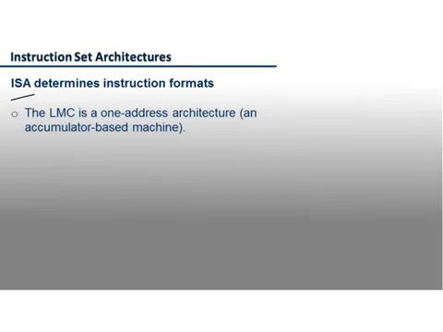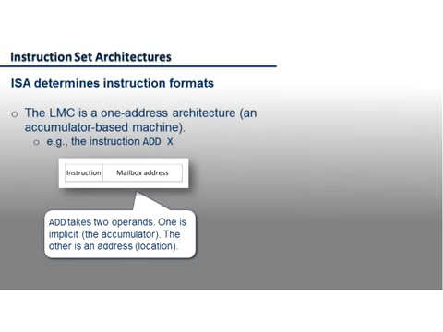We have 4 types of ISA. There are 4 very important types. Definitely one or two of them will come in the exam, and I will explain them shortly. One of them is Little Man computing. Little Man computing is a one-address architecture. We talked about Little Man computing. Anyway, I'll present the 4 types to you.